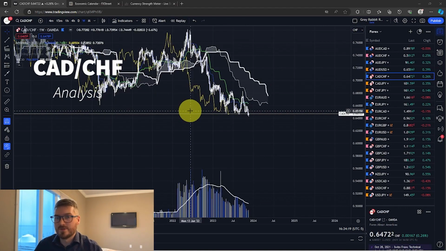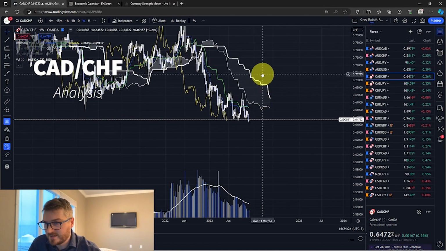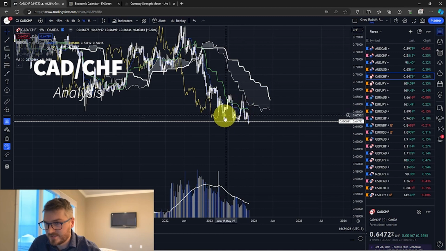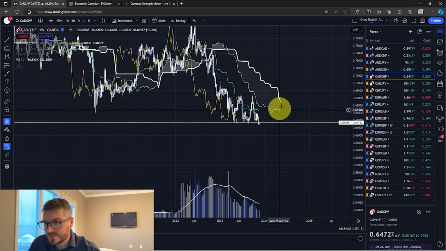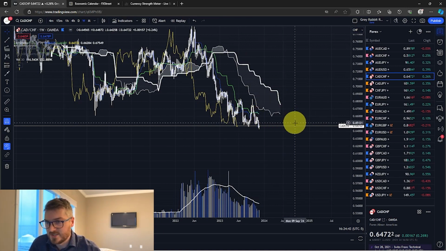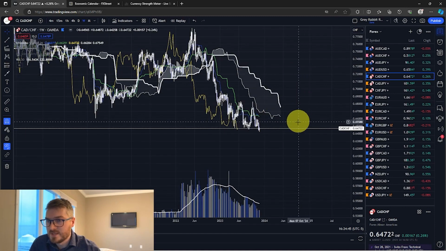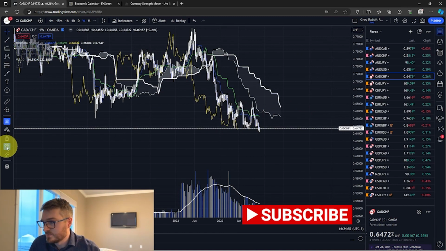Okay guys, here we are, CAD Swiss franc on the weekly. So we've had a long period here of consolidation. Just the Chikou span tracing the candles up and down, up and down. We had a golden cross here, and now it looks like it's starting to death cross again. But we still have Senkou span B pointing down, and we have Senkou span A down, and Kijun-sen and Tenkan-sen are both pointing down. Now, we've had a few bottoms here on this level, which is the support level.